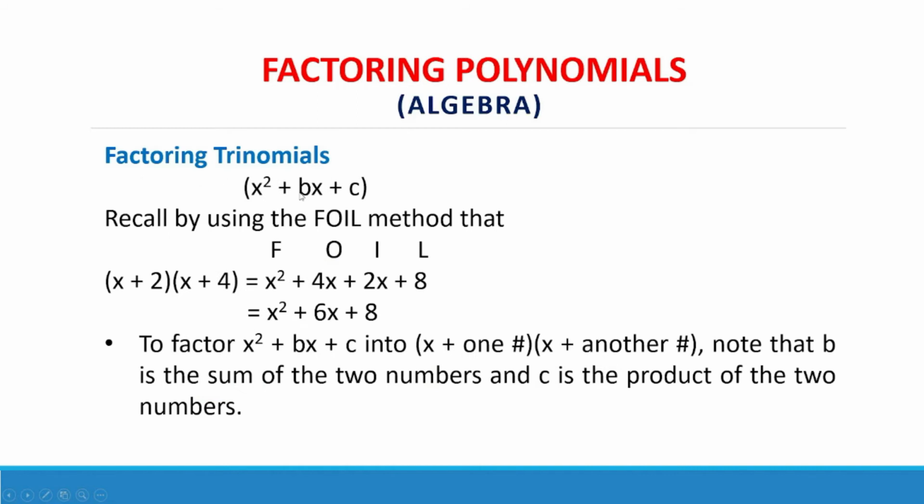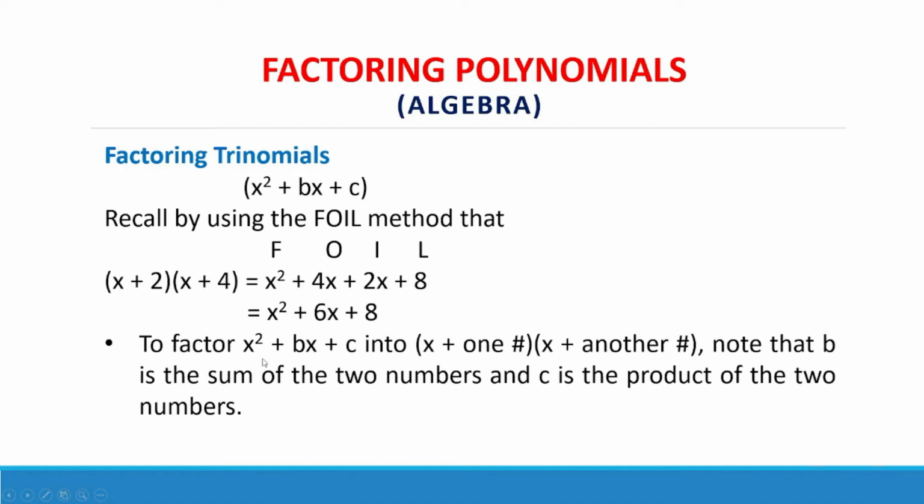Next, factoring trinomials. There are three terms, so x squared plus bx plus c. Recall by using the FOIL method: F for the first terms, O for outside terms, I for inside terms, and L for last terms. So x plus 2 times x plus 4 is equal to: first terms, x times x, that's x squared; outside terms, x times 4 or 4x; inside terms, 2 times x; and last terms, 2 times 4 or 8. And x squared, 4x plus 2x, that's 6x, and 8. So x squared plus 6x plus 8 is the value.